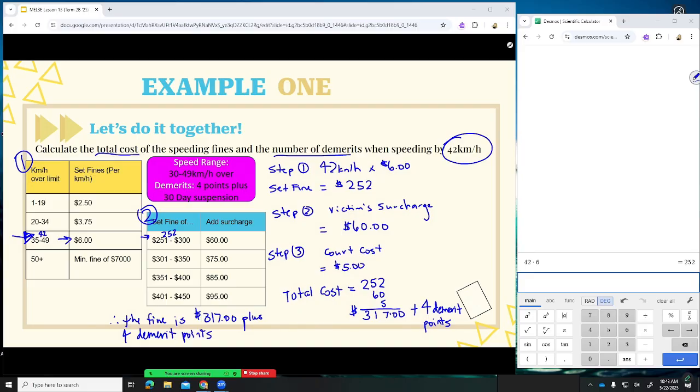Now you also want to make sure that it's telling you if you're a new driver or not. Remember, if you're a new driver and you exceed the speed limit by a certain amount, then you will have different things added to it. If it doesn't tell you, you can just assume that you are a fully licensed G driver.